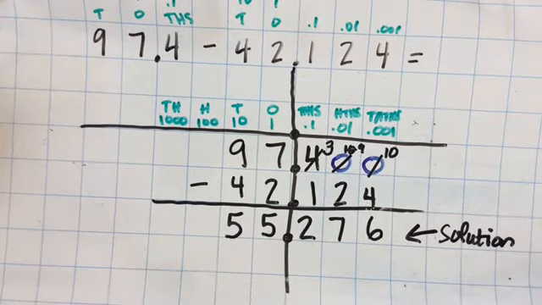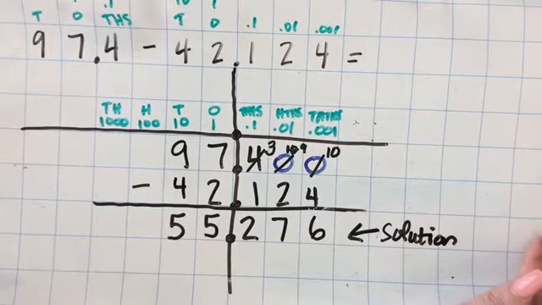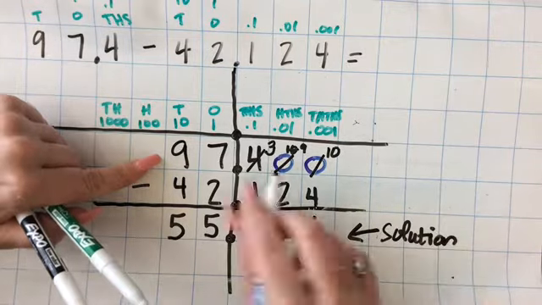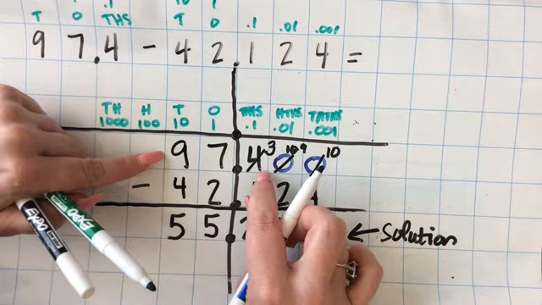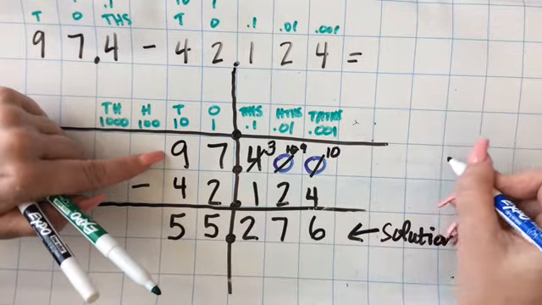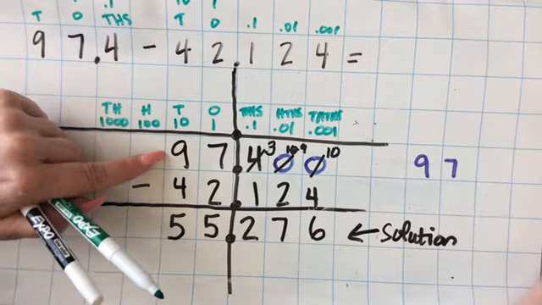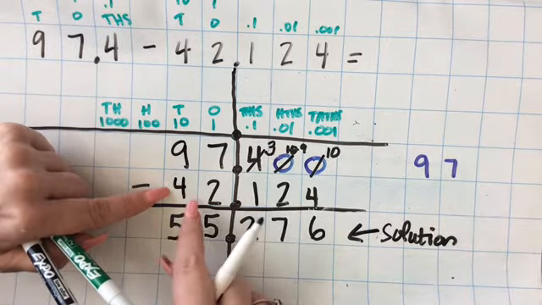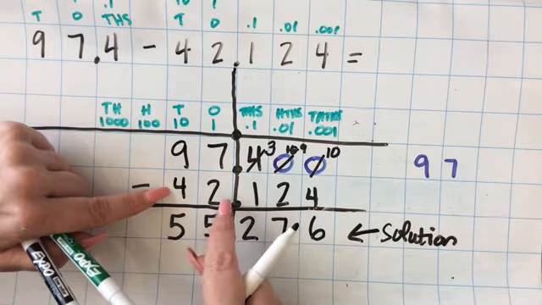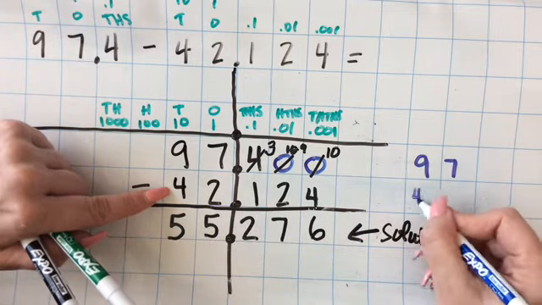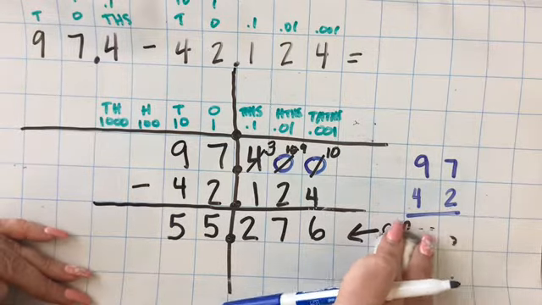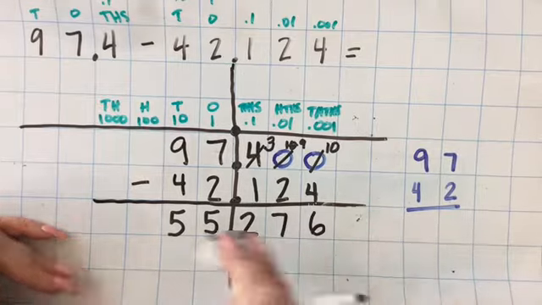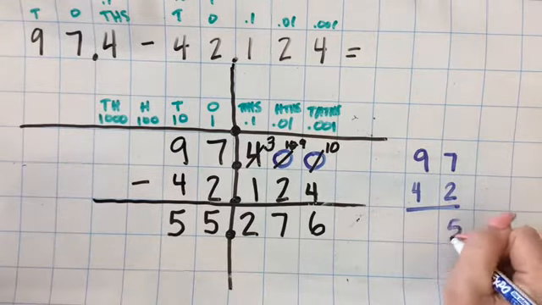Now, I always like to estimate to see if this makes sense. So when I look at 97 and 4/10, it's closer to 97 than 98, because 4 is less than 5. So that is 97. When I look at 42, I have 42 and 1/10. So that's much closer to 42 than 43. So we'll say 42. When I subtract 97 minus 42, I get 55.